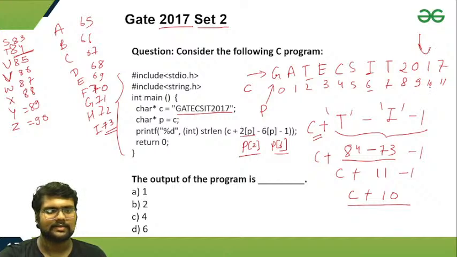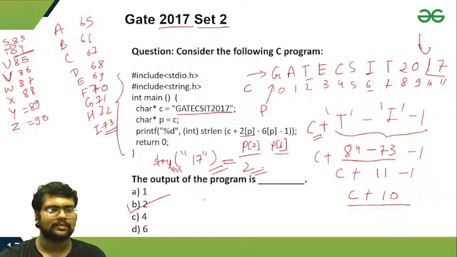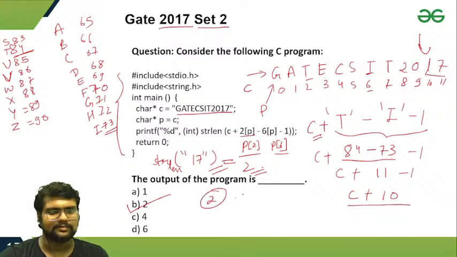So the output of this will be 17. We are computing the length of the string 17 here, so its length will be 2. Hence our answer is 2. So the correct answer would be 2.